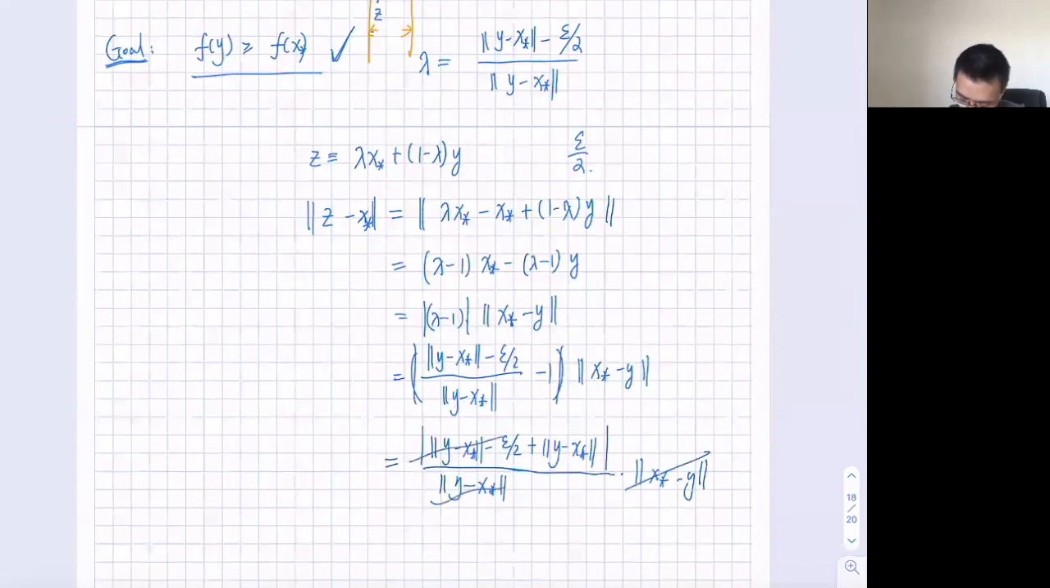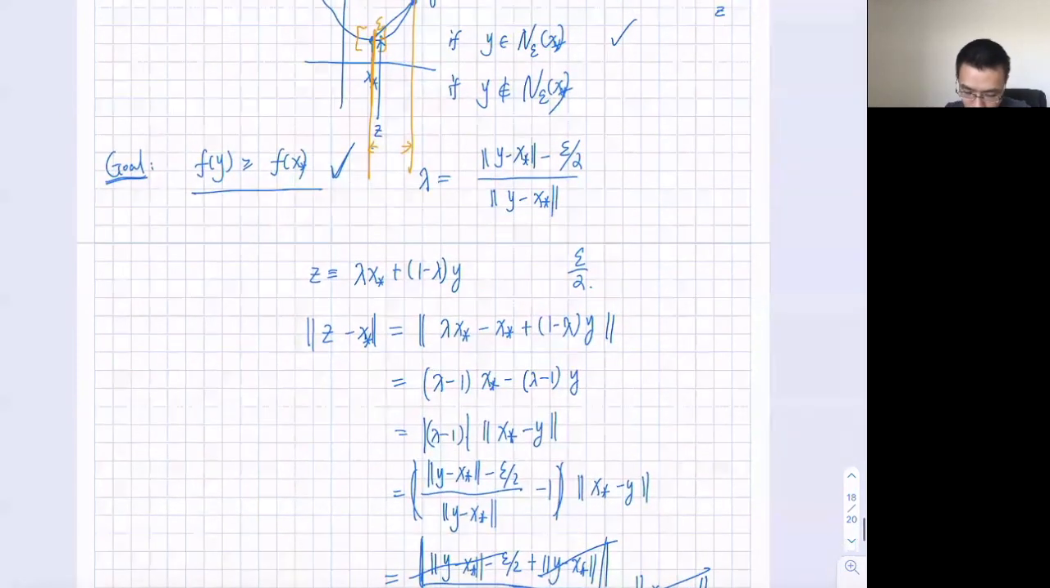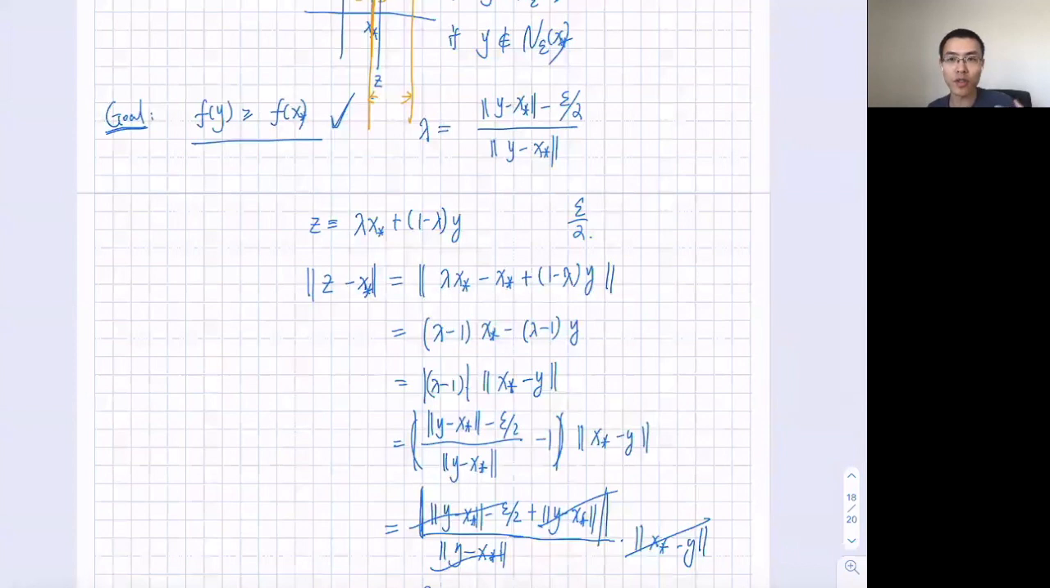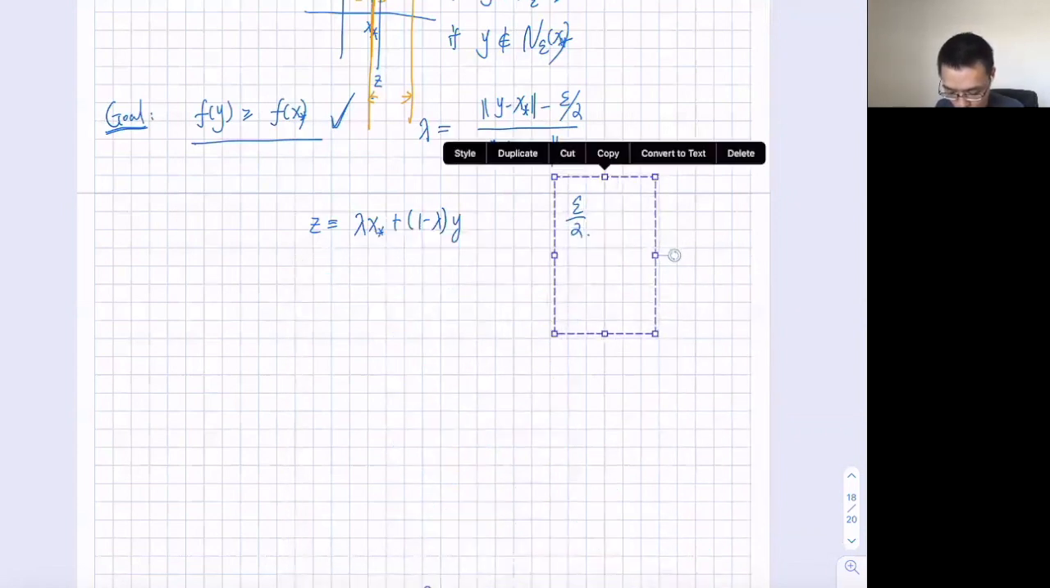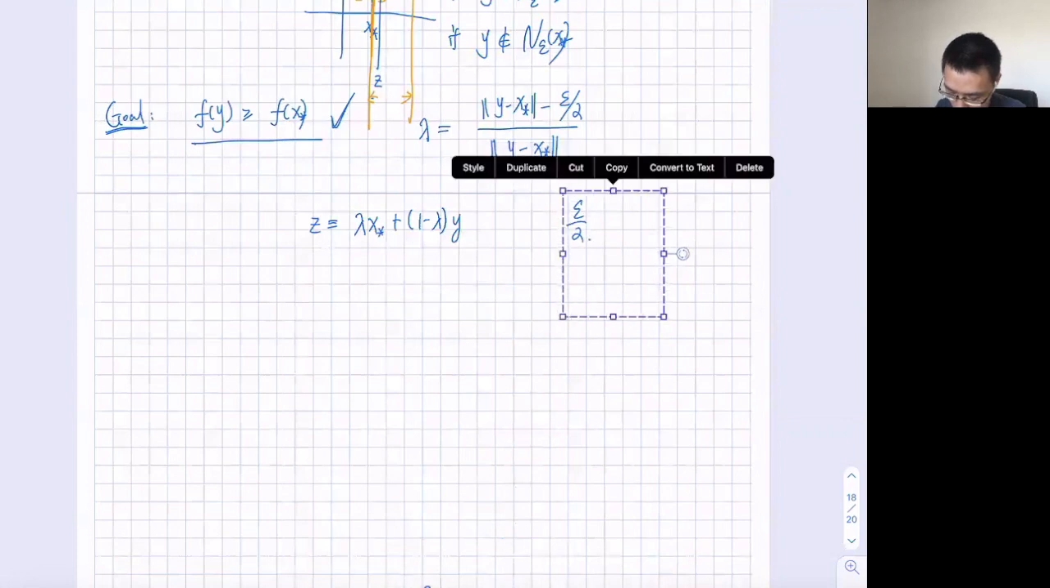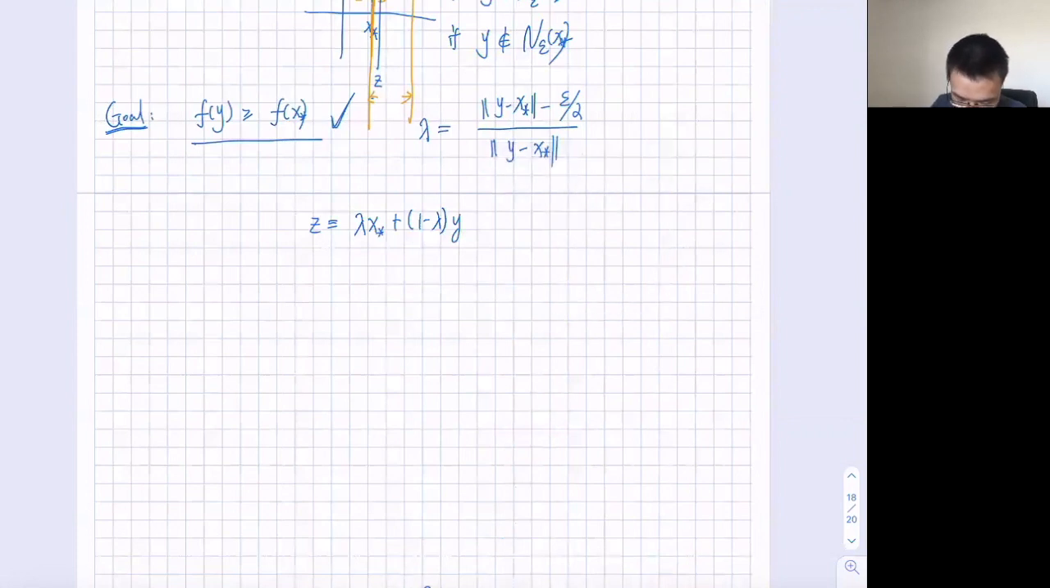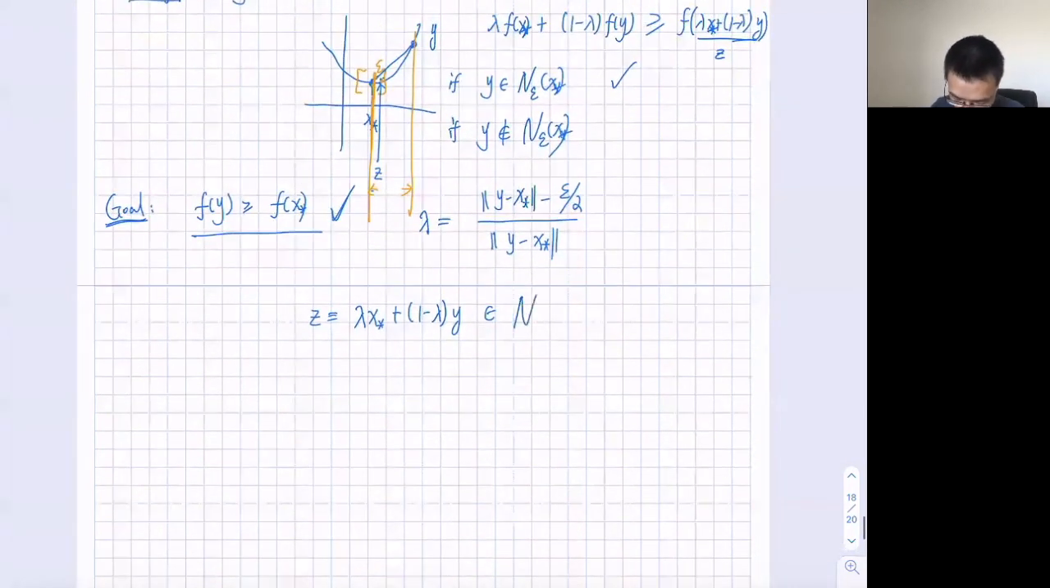I can cancel these terms, and I have the absolute value of minus epsilon divided by 2, of course, right? I just designed the lambda like this. I'm very slow in math, but you can just show it by doing some trivial calculations. So I'm safe. For this choice, this z is within my epsilon neighbor of x.